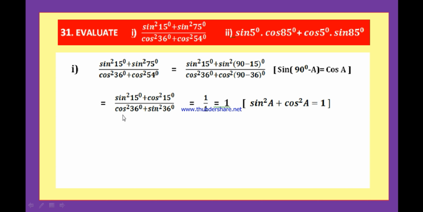Divided by the denominator, which is also in the same form, cos square a plus sin square a, whose value is also 1. 1 by 1 is 1. So that it is simplified. Now look at the second bit.